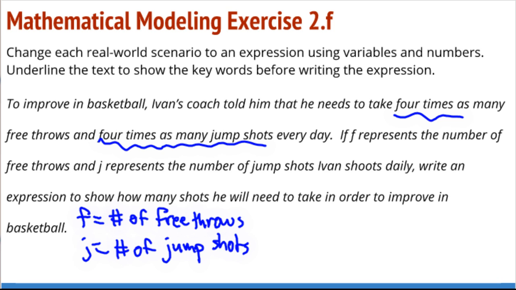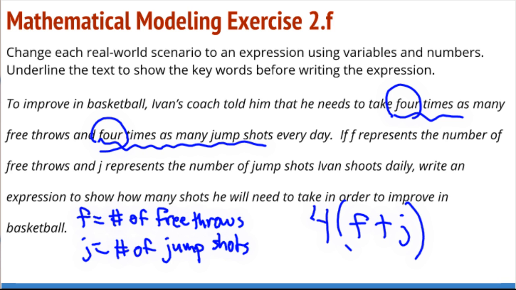improve in basketball. Well, I know that the total number of shots he shoots every day is the free throws plus the jump shots. And I noticed that the coach wants him to multiply both of those by 4. So I could combine the free throws and jump shots and then multiply them by 4 to indicate how many he's supposed to be taking.